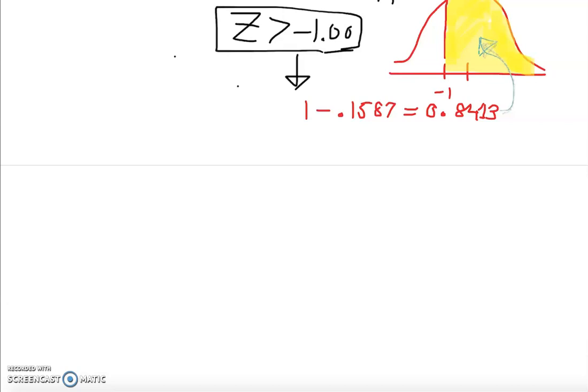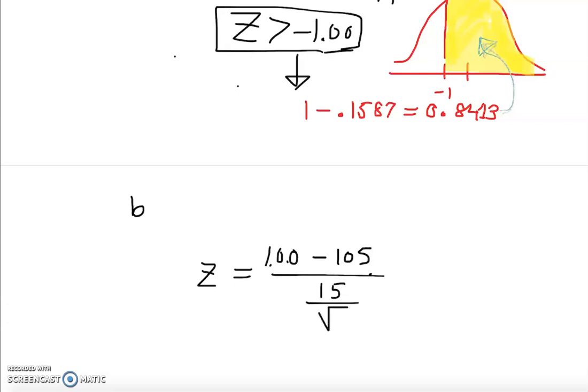So now we do part b. The z-score is equal to, same thing, 100 minus 105 over 15 over the square root of, in this case, 25. So n is equal to 25. The sample size is given, n equals 25. So I'm going to erase this. So this n is equal to 25. So that's b.